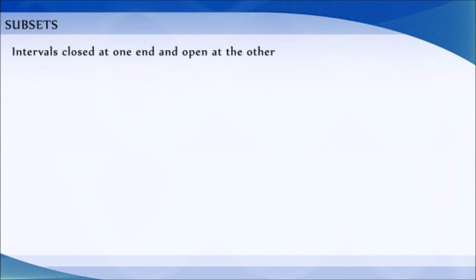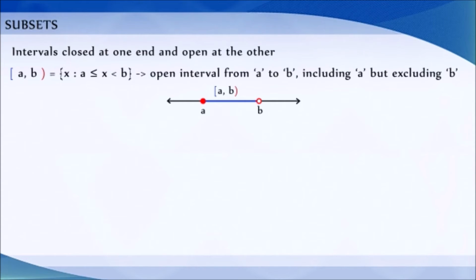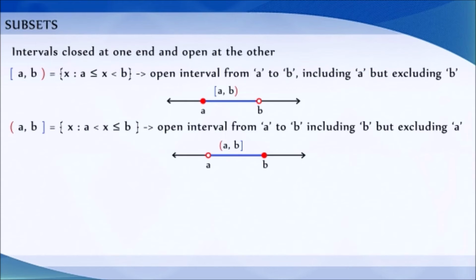We can also have intervals closed at one end and open at the other. That is, closed a, open b is equal to set of all x such that a less than or equal to x less than b, an interval from a to b including a but excluding b, and open a, closed b is equal to set of all x such that a less than x less than or equal to b, an interval from a to b including b but excluding a.